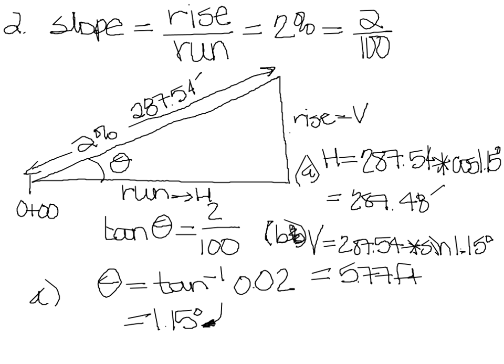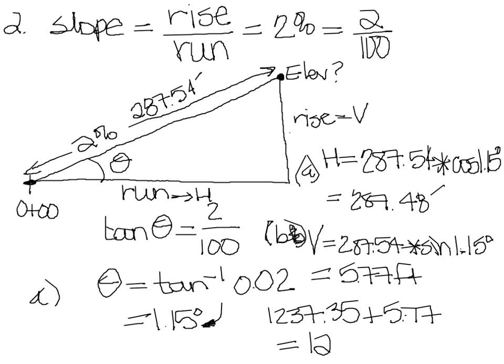So the elevation here is equal to the elevation here plus V. So we get 37.35 plus 5.77, which is equal to 1,243.12 feet.